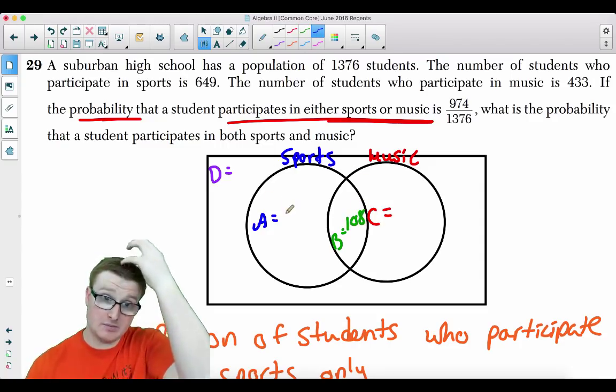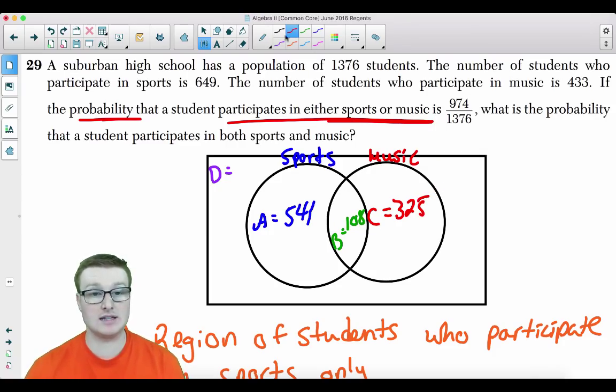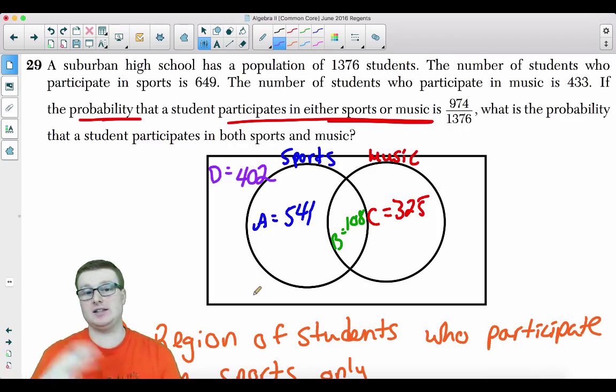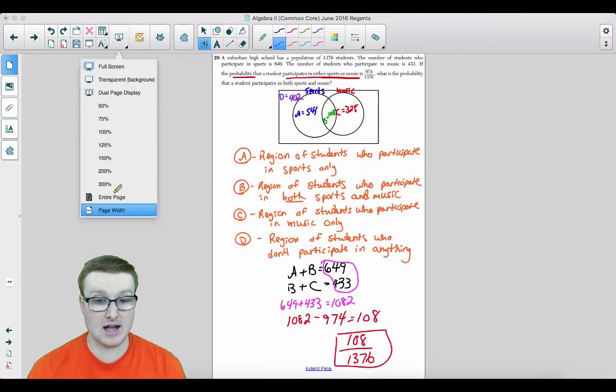The A value would be 649 minus 108, which would be 541. C would be 325. It's just 433 minus 108, that gives you 325. And the D part, that's your 402. That is just subtracting everyone from the mix. All right, and that's your answer, how you do that question.